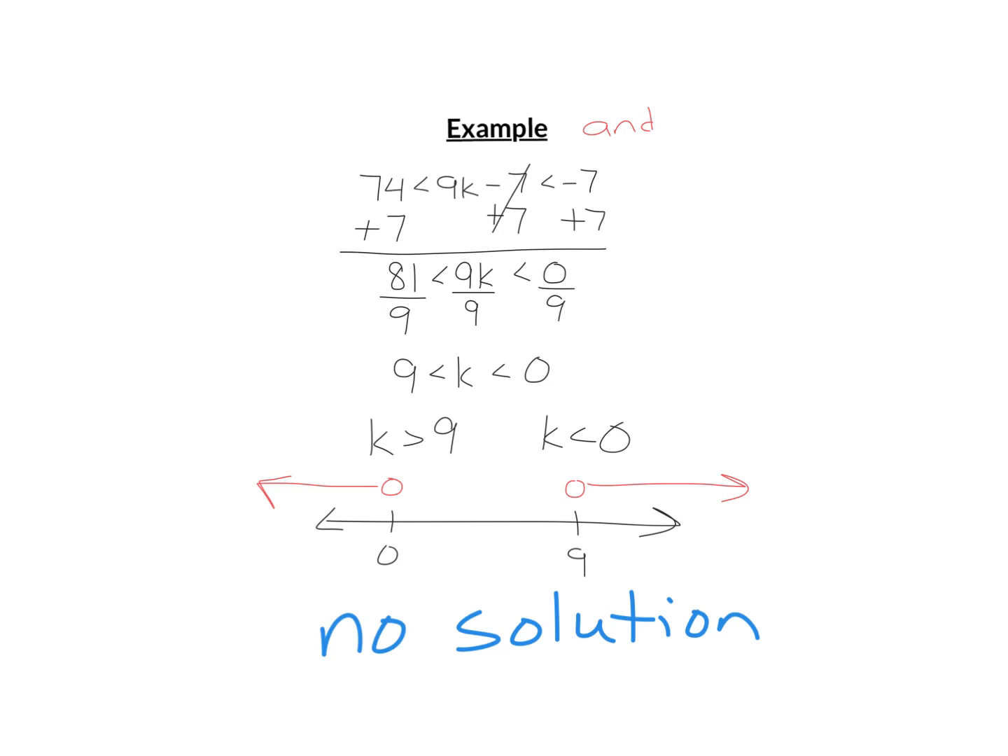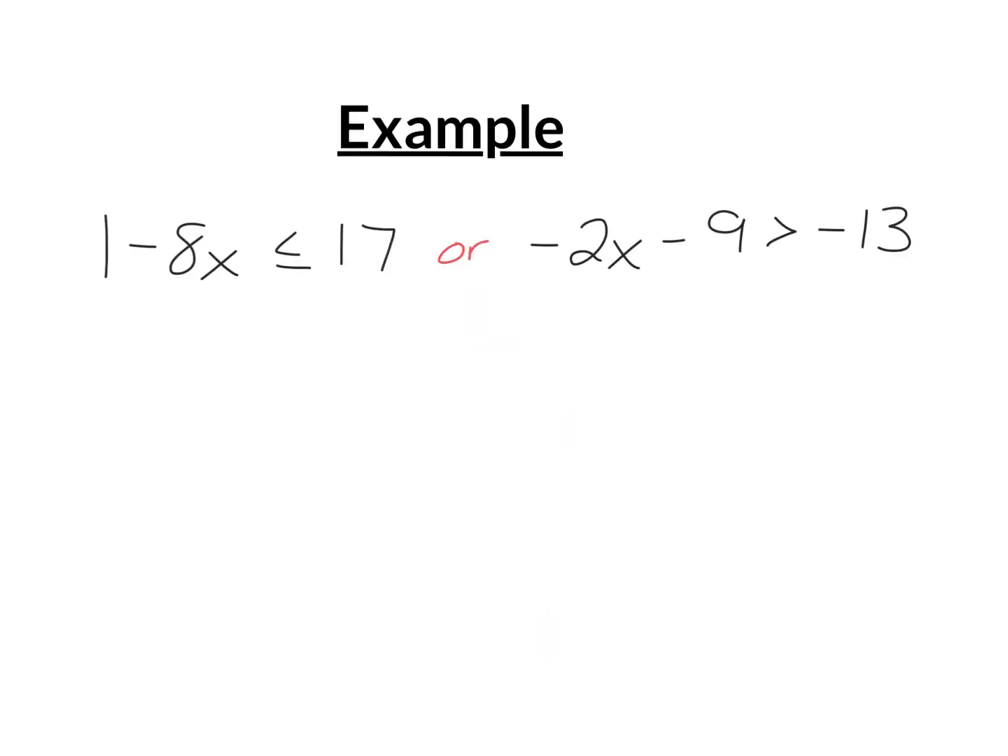So no solution goes with and. Okay? So if you see that from this step right here, you don't have to graph or do anything else. You can just automatically put no solution. Okay? Questions with no solution? Okay, let's look at this example.